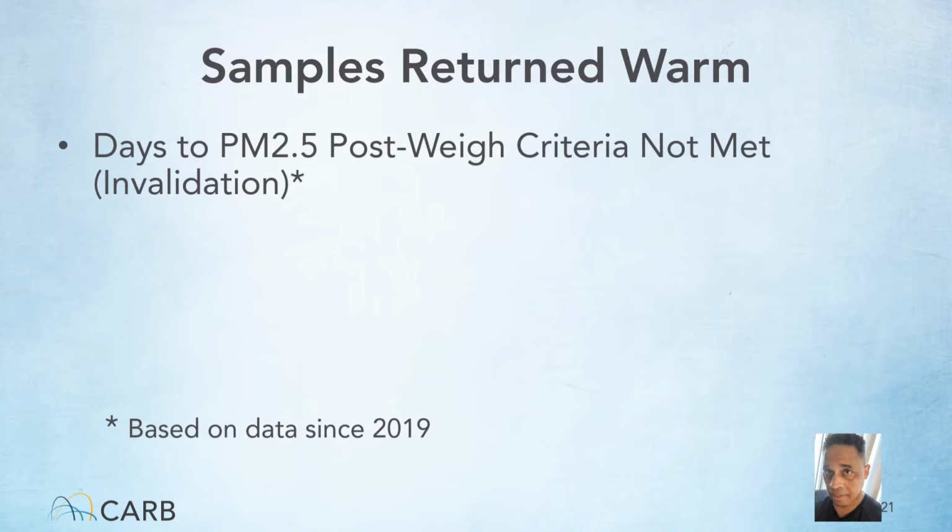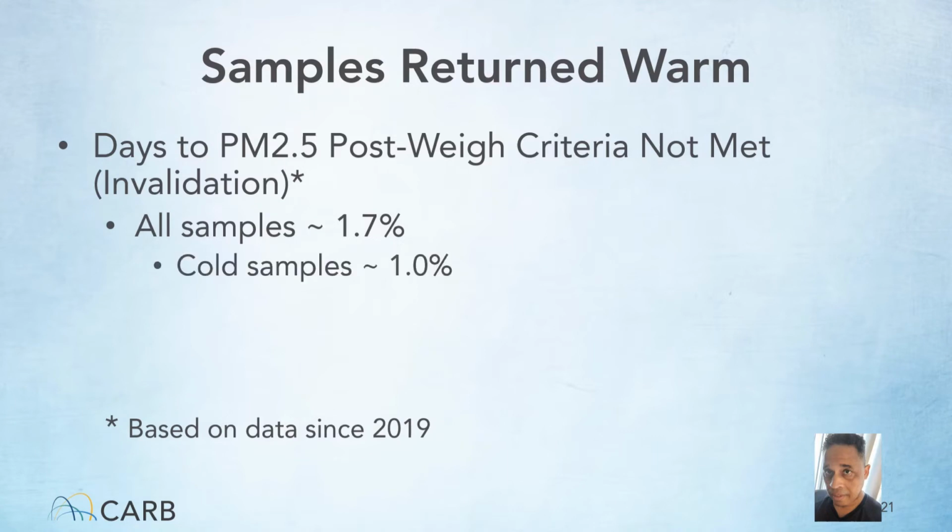So let's see how often the lab doesn't meet this weigh by date criteria for all samples. We see that the lab wasn't able to meet this criteria about 1.7% of the time. Again, not too shabby. And this number drops even further when we consider the samples that arrive cold, that is less than 4 degrees C. So let's see what happens when the samples arrive warm.